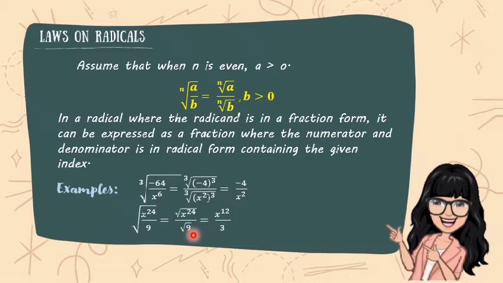Now we will go to square root of 9. Square root of 9 is equal to positive 3. So that is why we have here 3. So our final answer would be x raised to 12 divided by positive 3.